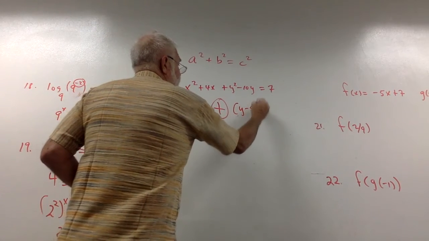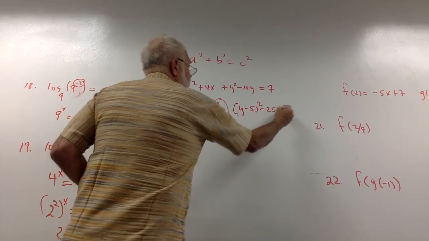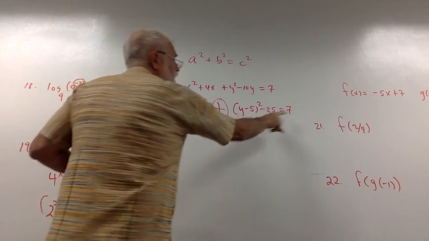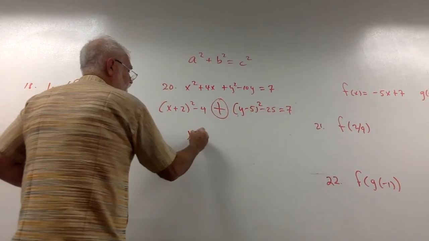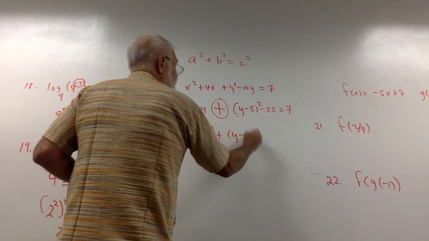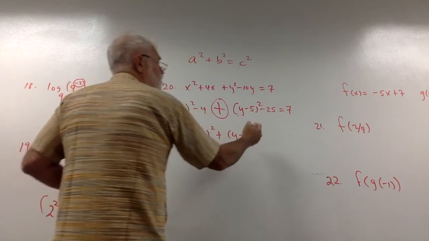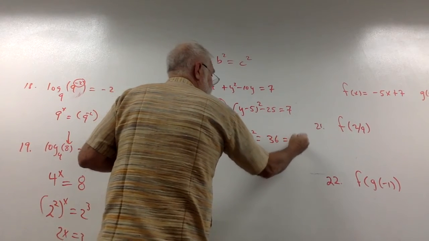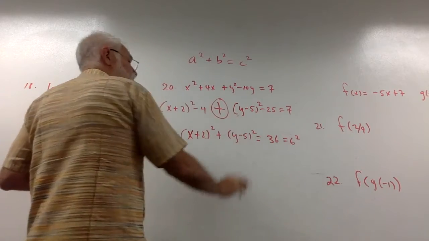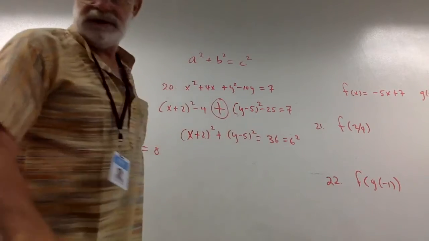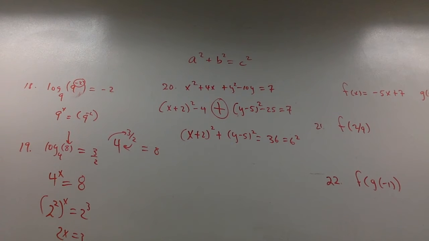Y minus 5 squared minus 25 equals 7. All right, so I move 29 units over there. That gets me x plus 2 squared plus y minus 5 squared equals 29 and 7, 36. 36, which is 6 squared. Okay, I'm going to leave all that there. So I'm not sure what I asked on this problem. I guess center and radius, but I think I asked range on one of these things.